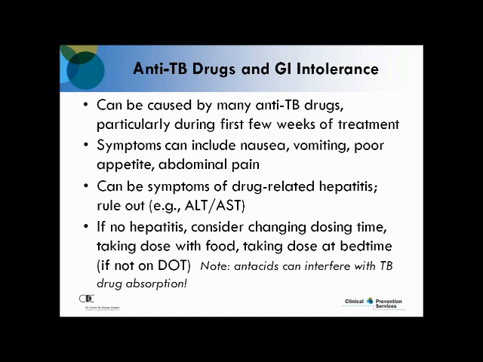Again, intolerance. In terms of liver enzymes, we take a look at that, and if you look at the last point, if no hepatitis, we consider changing dosing times and taking dosing with food because of the GI and the stomach upset. And this is a note that I actually wanted to make: acids can interfere with TB drug absorption. So just keep that in mind. So in terms of rifampin and INH, you want to look at barrier methods. In terms of all of the medications, you want to look at baseline liver enzymes, and then you want to make sure that any of the side effects you address with patients.